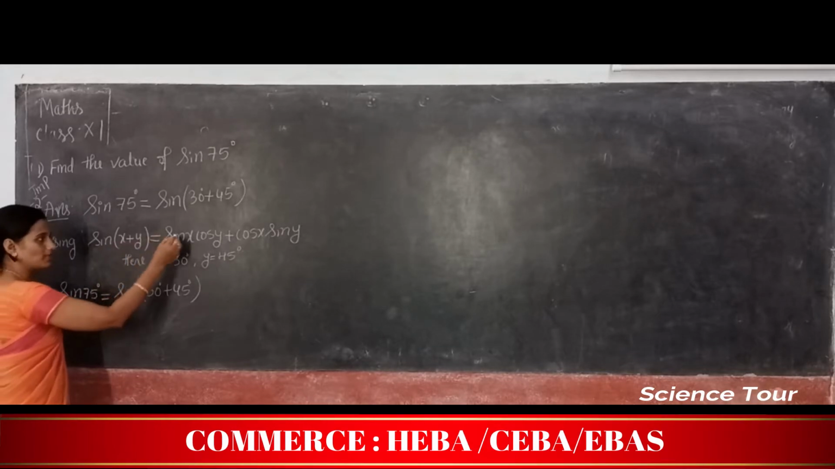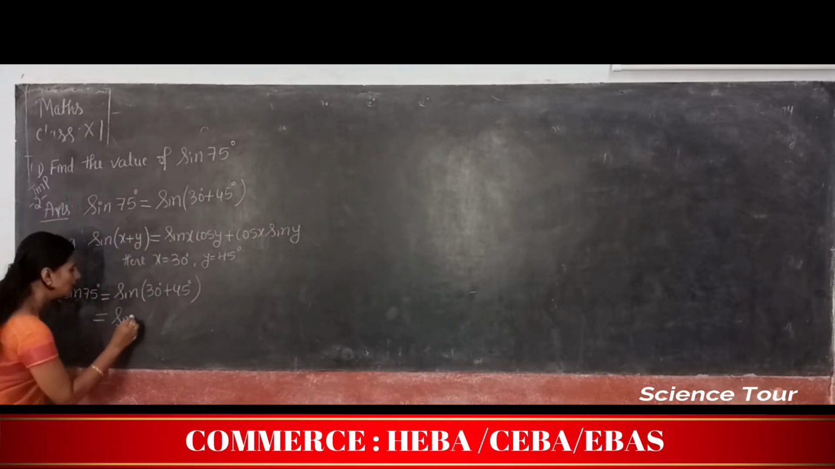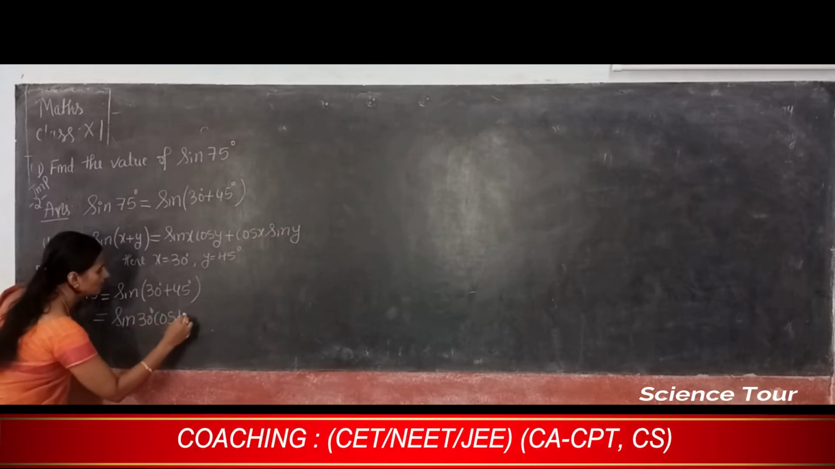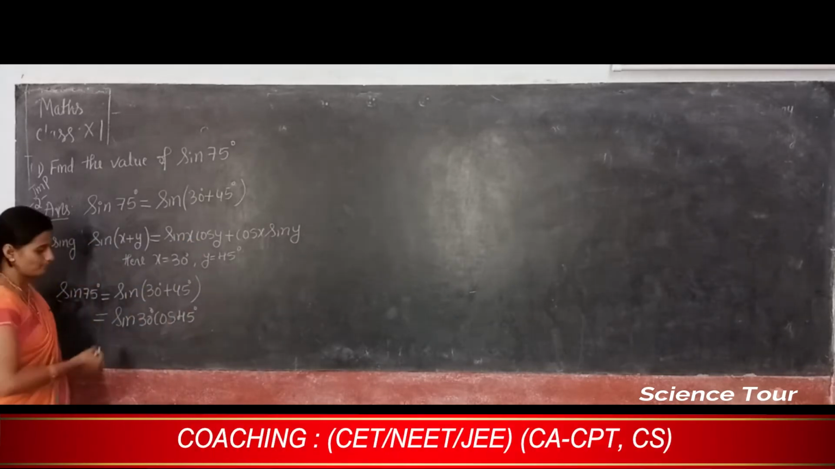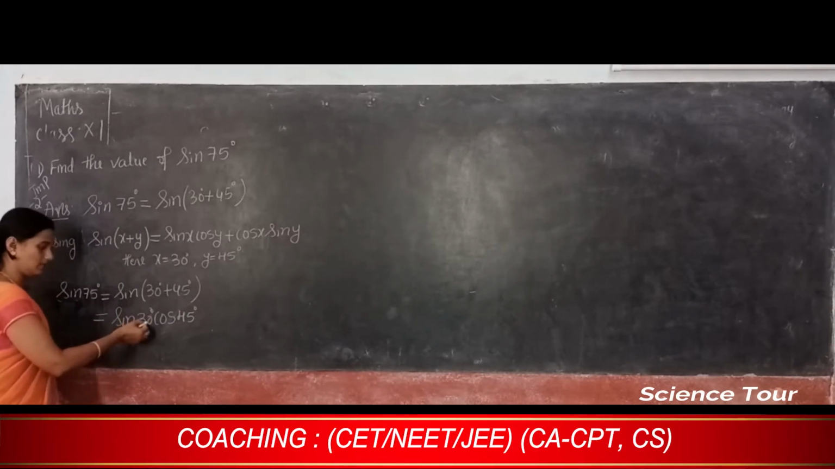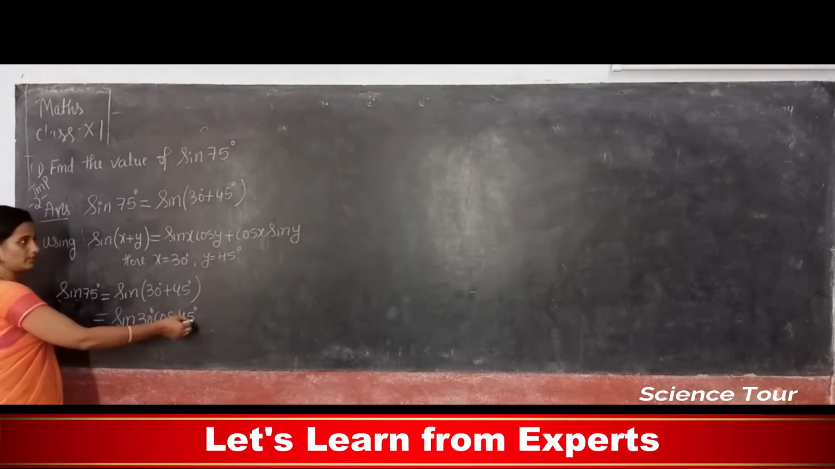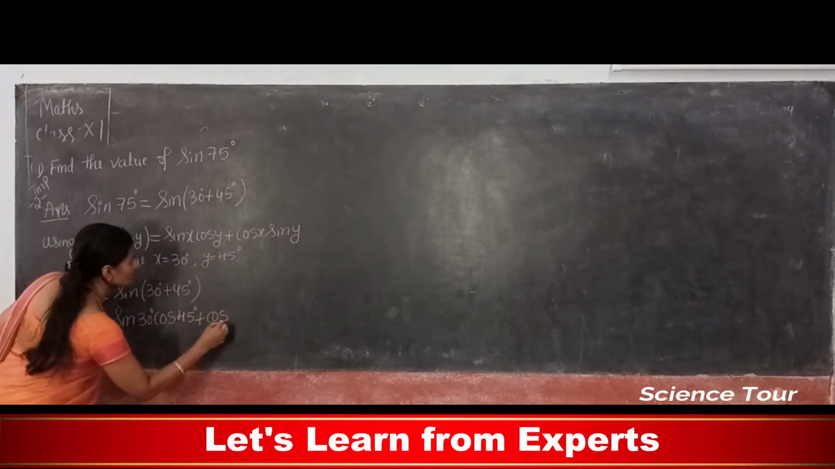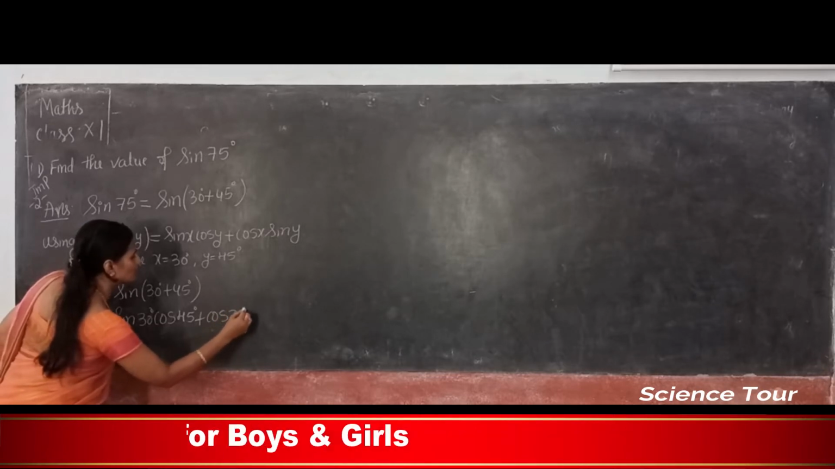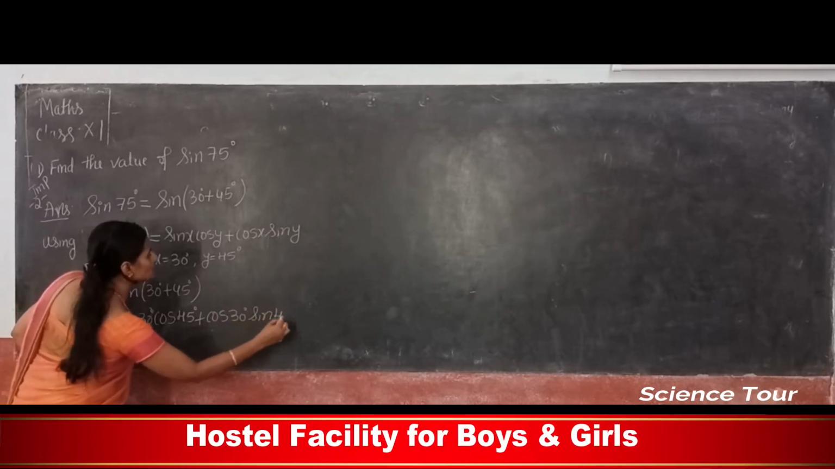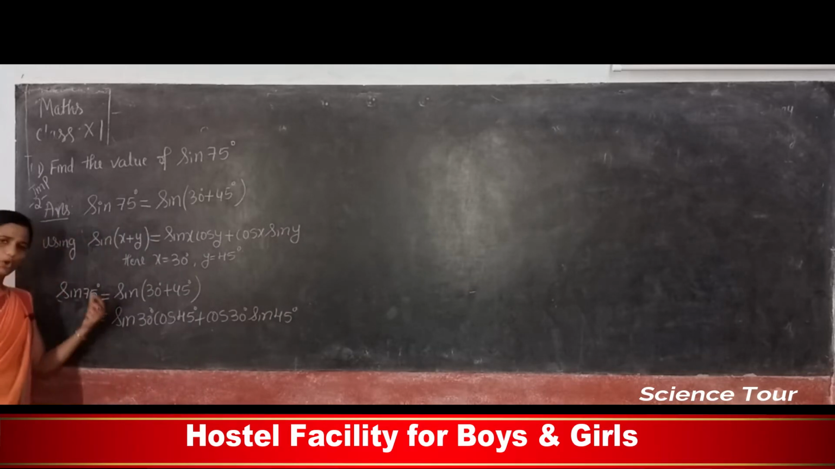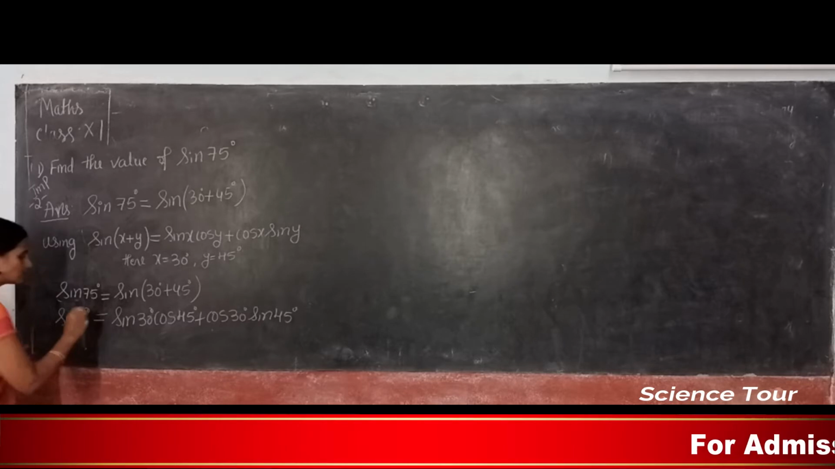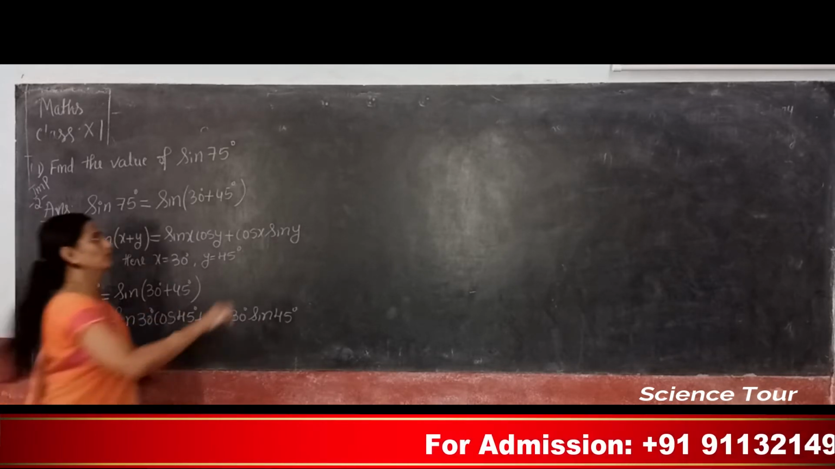So now that is equal to, applying sine x plus y, sine x. So sine x is what? 30 degree. Cos y is 45 degree, right? Sine 30 degree cos 45 degree, plus cos x, which is 30 degree, sine y, which is 45 degree. Now you know all these values, right? So that is sine 75 degree. Now substitute these values from your trigonometric table.